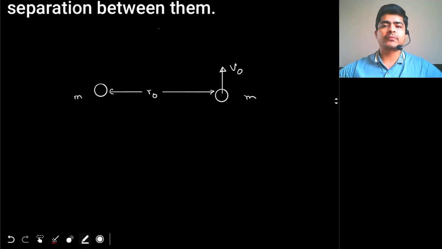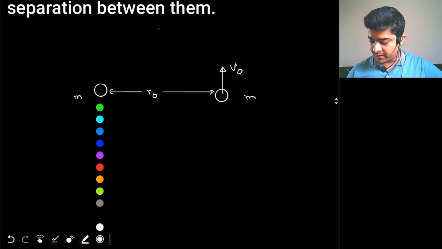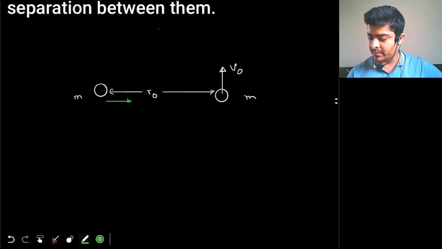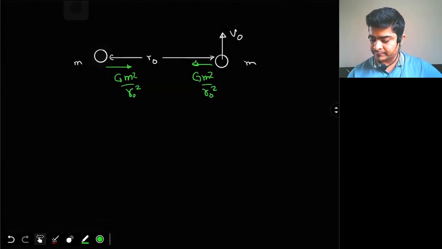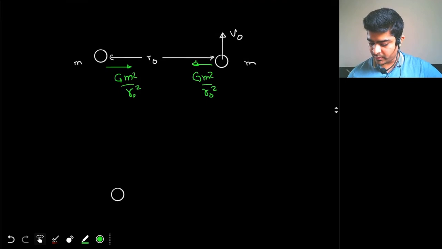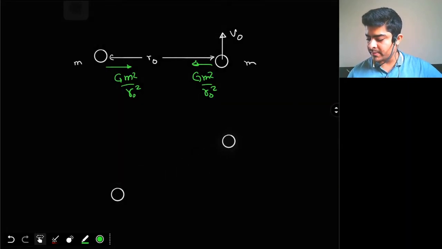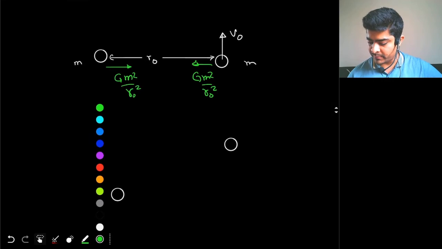So here the problem is that both the masses will be accelerating under mutual gravity. If you draw the gravitational force on the particles, they are attracting each other, right? So the force acting on them is how much? The force acting on them will be G m square by r naught square at this moment. But after some time, at some random moment of time, they will have some separation between them, r. The separation between these two particles will be r.